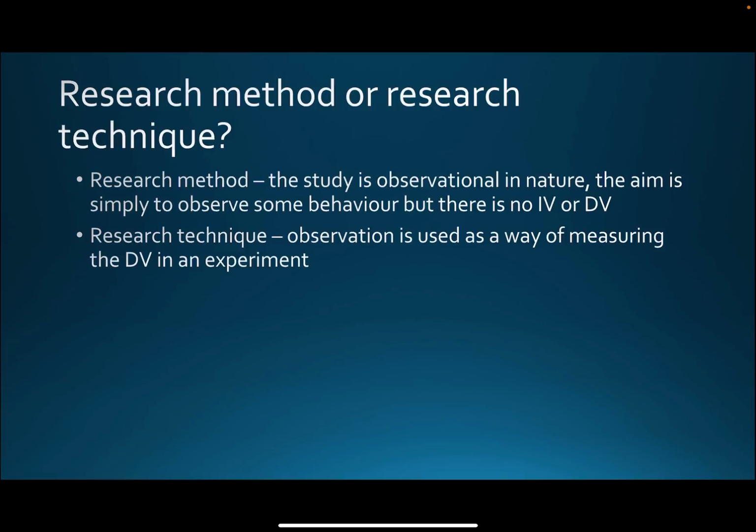So for example, if we were doing a study to see if violent video games cause someone to be more aggressive, we might do an experiment in which one group of participants plays a violent video game, and one group plays a simple puzzle type video game, and then we might observe their behaviour in the playground afterwards to see who is more aggressive. We'll be using observation to measure the DV, which is aggressiveness.